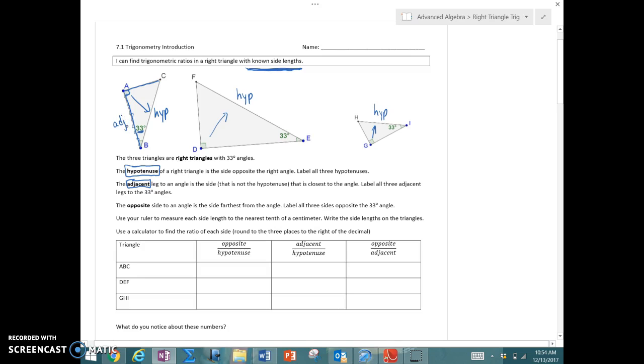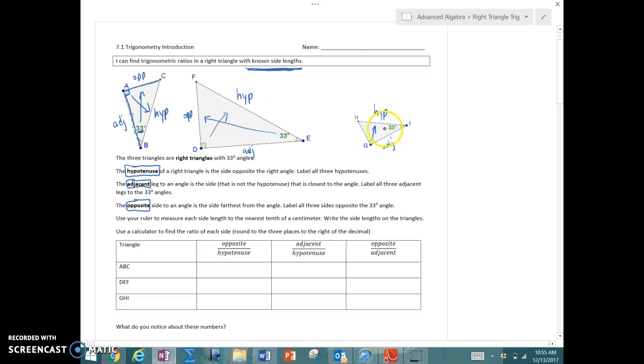Take a second again, and on your own, try to find the adjacent and the other two. Pause it if you need to. And in this case, it should have been this leg and this side. And finally, the opposite side is the one that's furthest from the angle you're talking about, which again in this case is that 33-degree angle. The other way I like to think about it is that it is in fact opposite or across from that angle. Okay, so label those in your triangles as well.